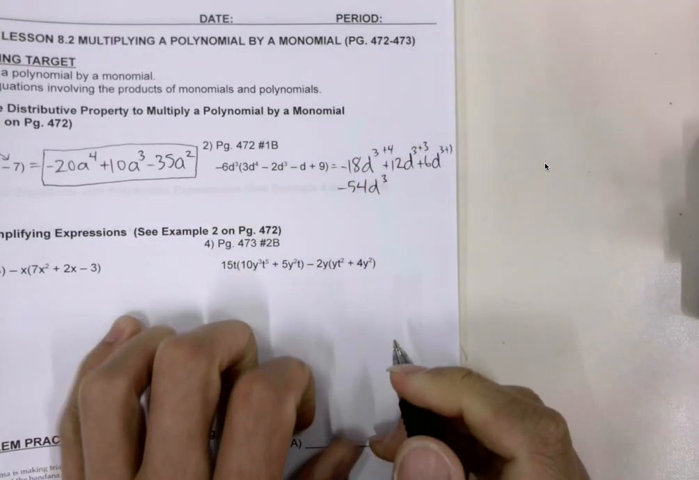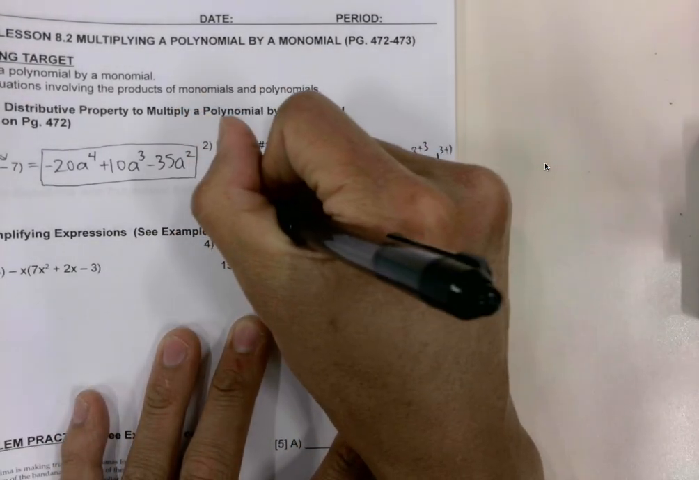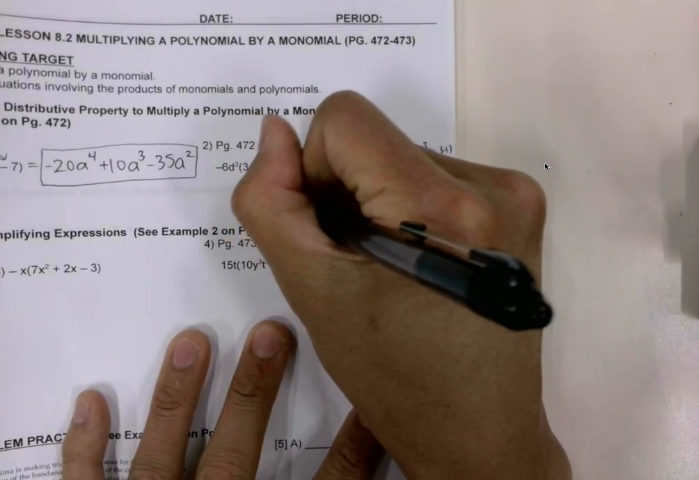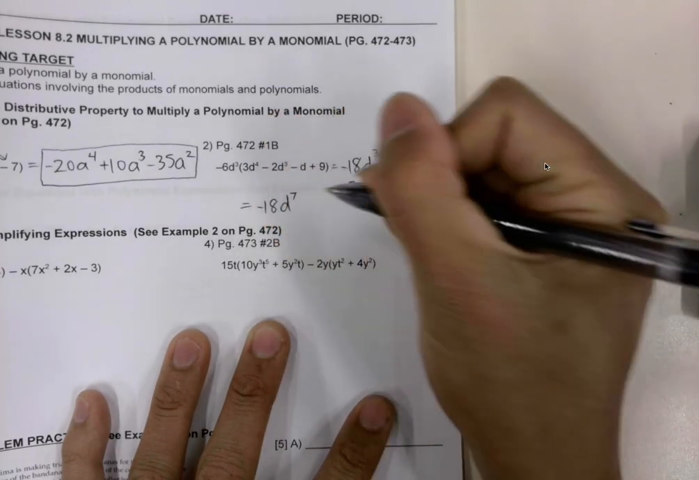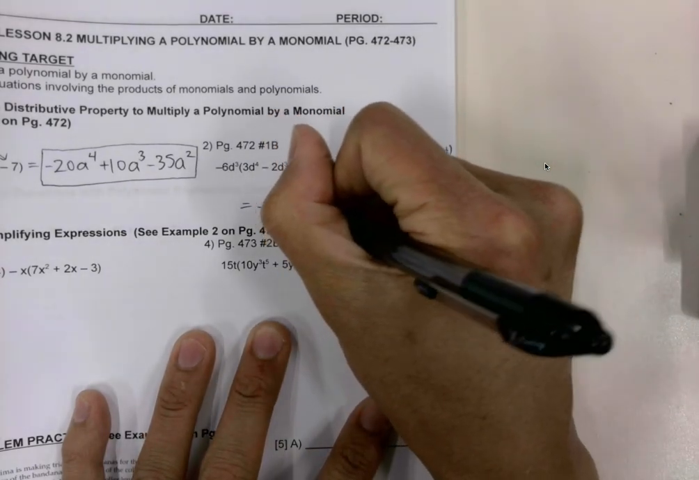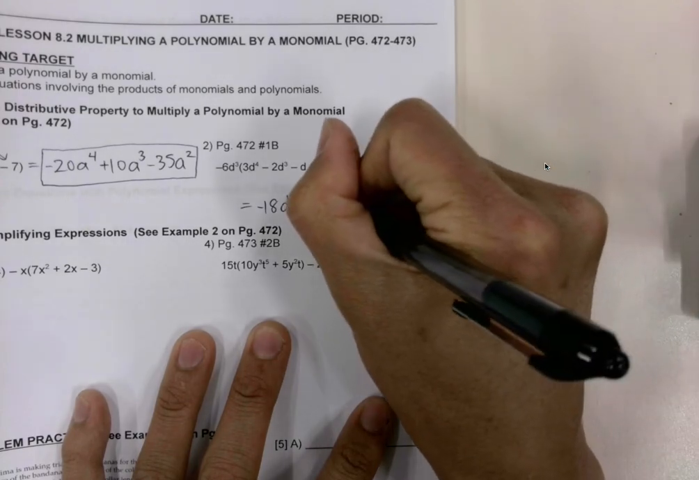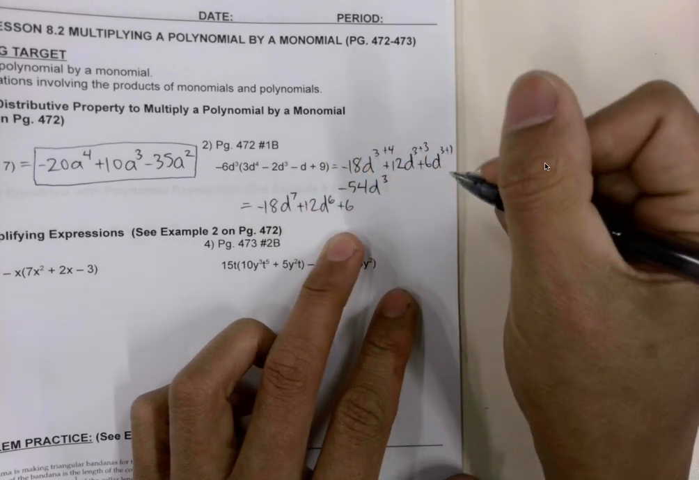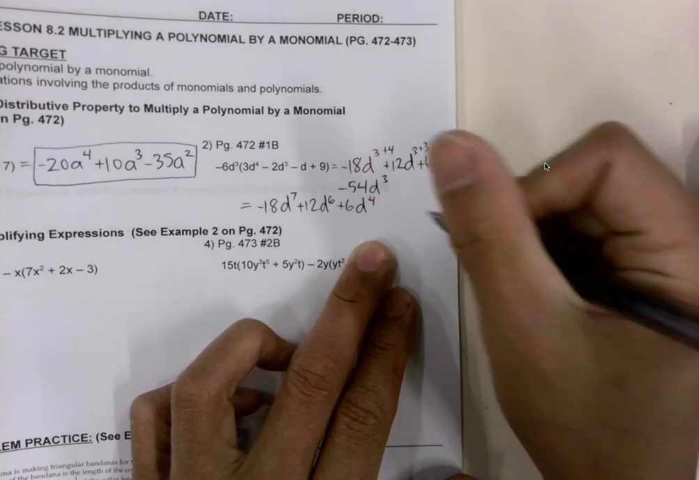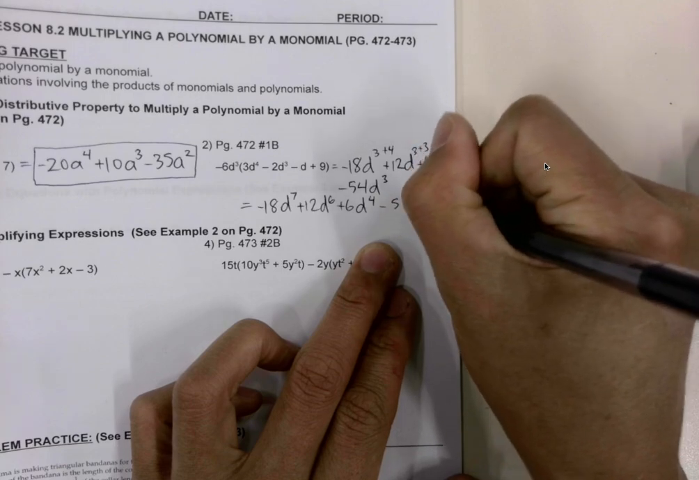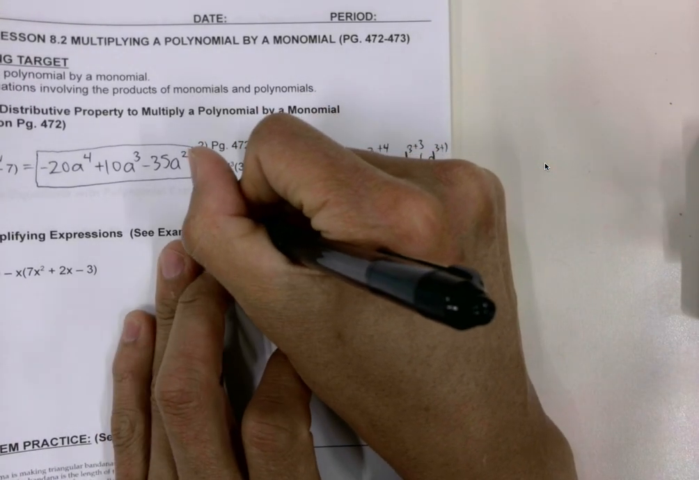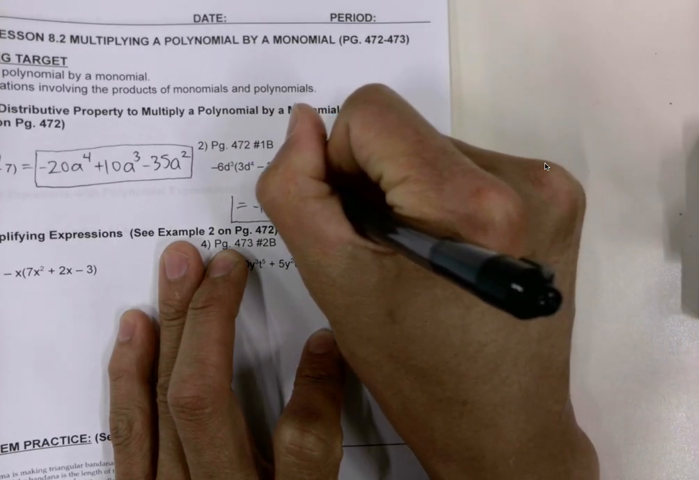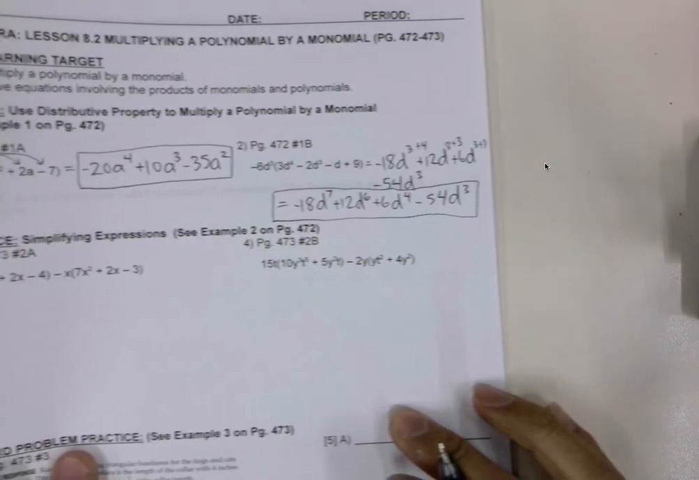-54d to the 3. And so let's go ahead and rewrite this out. I'm going to put my equal sign over here. And our first one is going to be -18d to the 7. The next one is going to be plus 12d to the 6th power. And the next term is going to be plus 6d to the 4th power. And then we're going to minus 54d to the 3rd power. And this is our final answer here, so I'll put a box around it. And we are done.